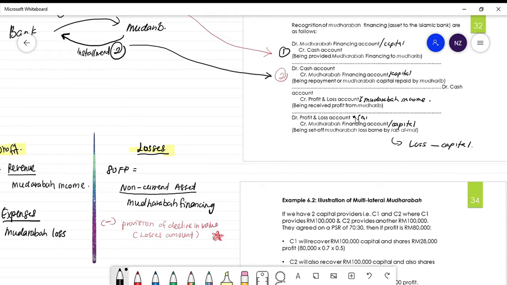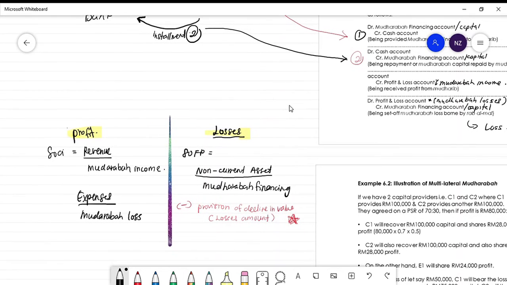as mudharabah losses. Loss ke losses ke tak kisah. So mudharabah loss ni akan transfer dalam Sochi kan. So dia kita put under expenses lah, mudharabah loss. Okay, itu kalau profit here and loss here.